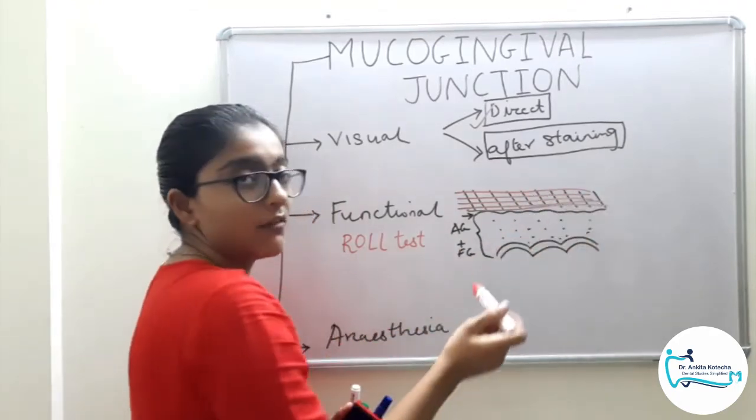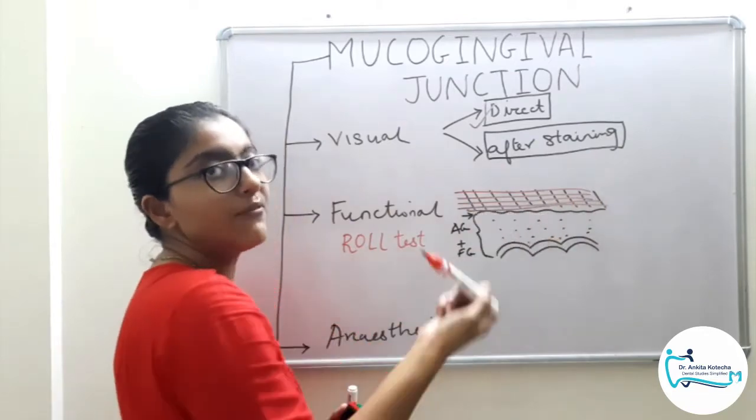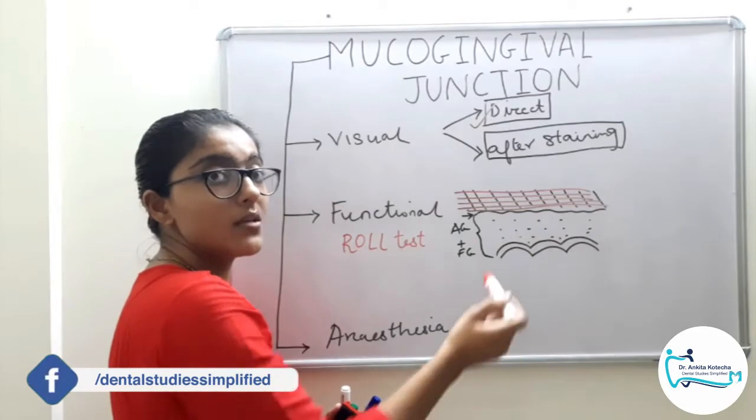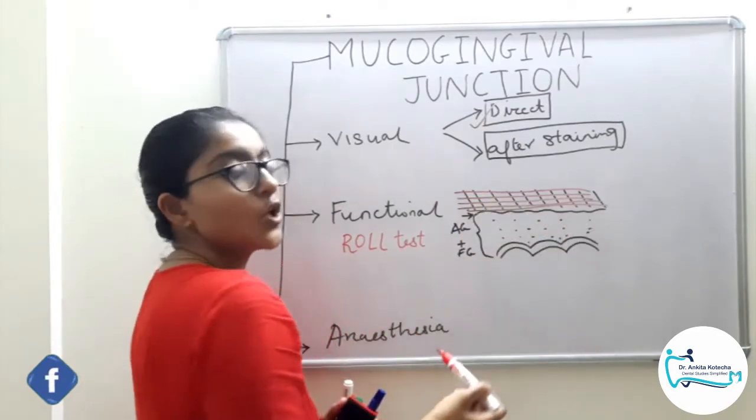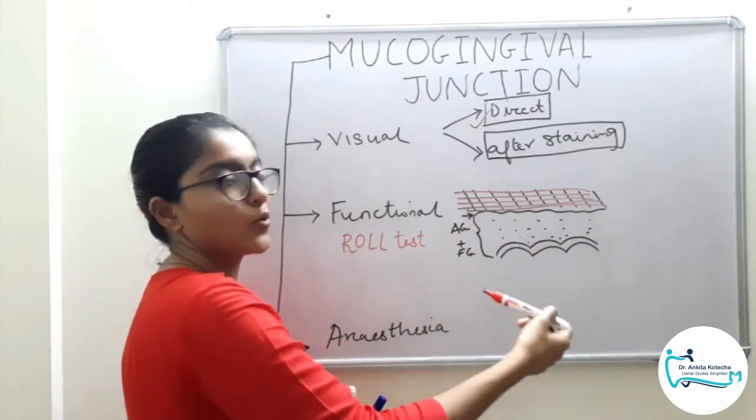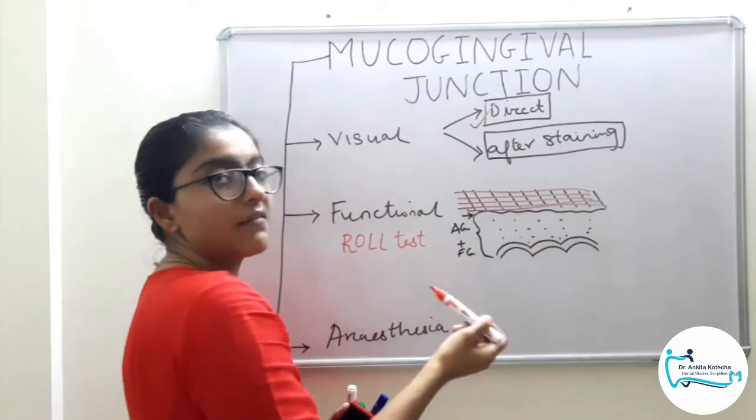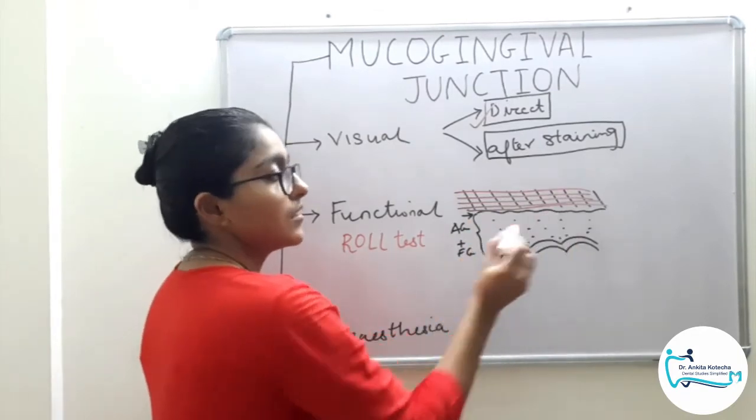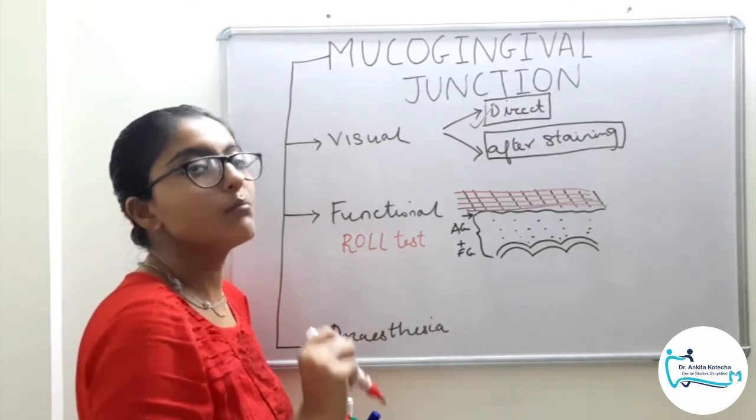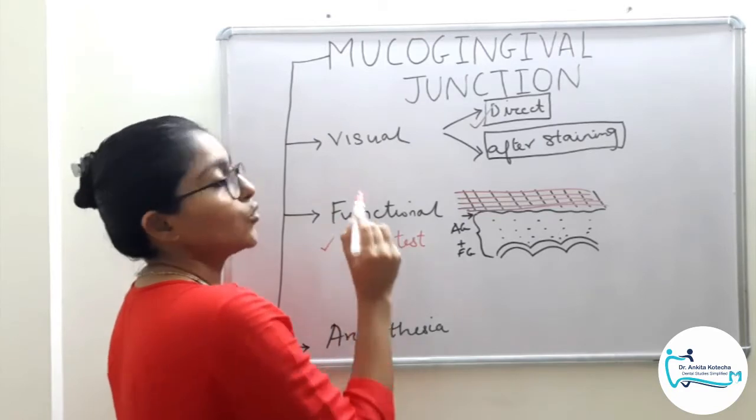Now, because the alveolar mucosa is a loose tissue, it will tend to lift with the probe. But when it reaches the attached gingiva, because it is attached, this tissue is not mobile and hence it will not lift or move with the probe. The alveolar mucosa will move with the probe, but attached gingiva will not. This point at which the tissue stops moving with the probe is our mucogingival junction. This is the functional method called the roll test.